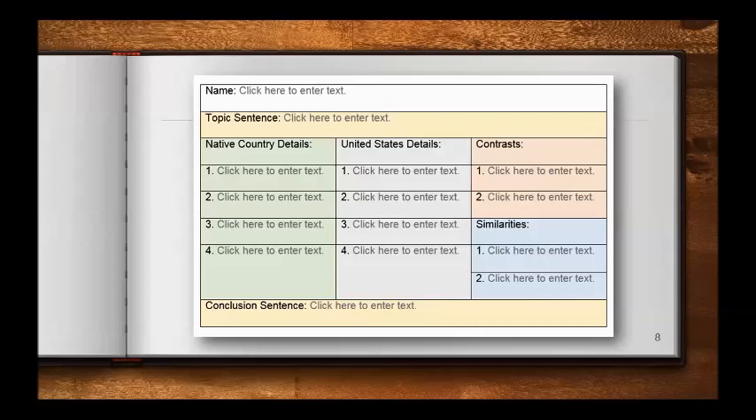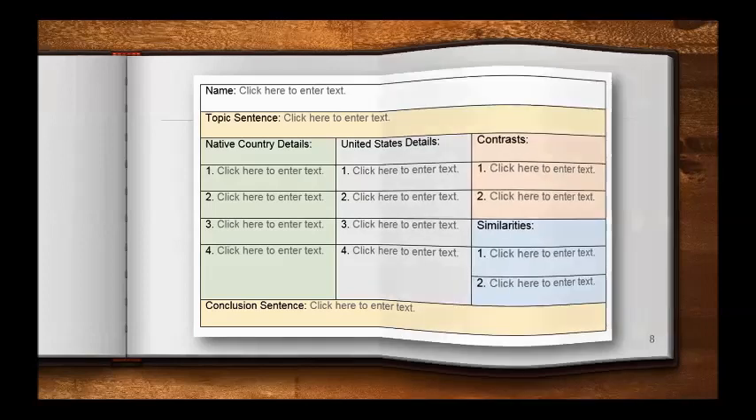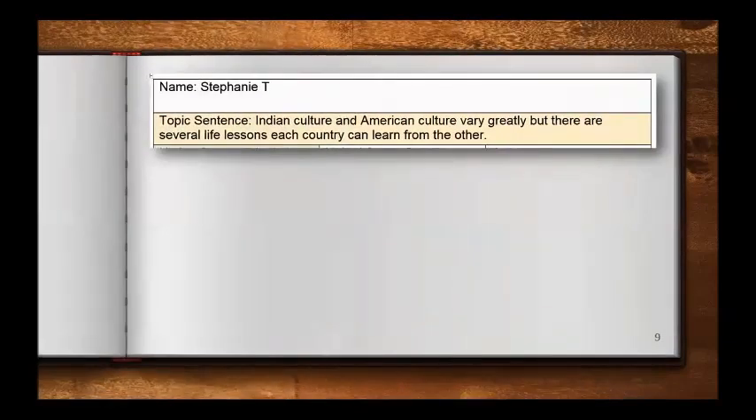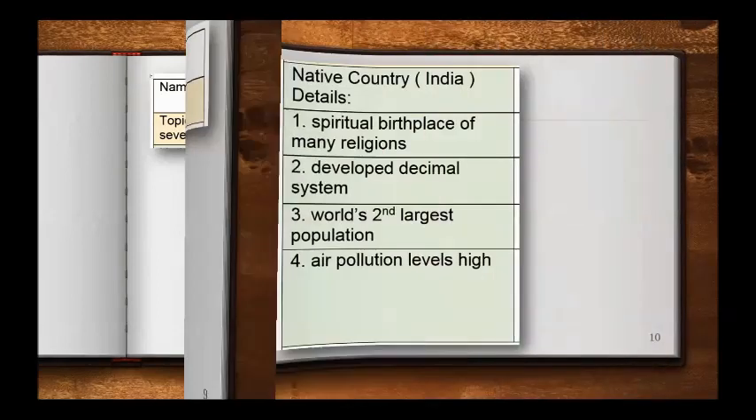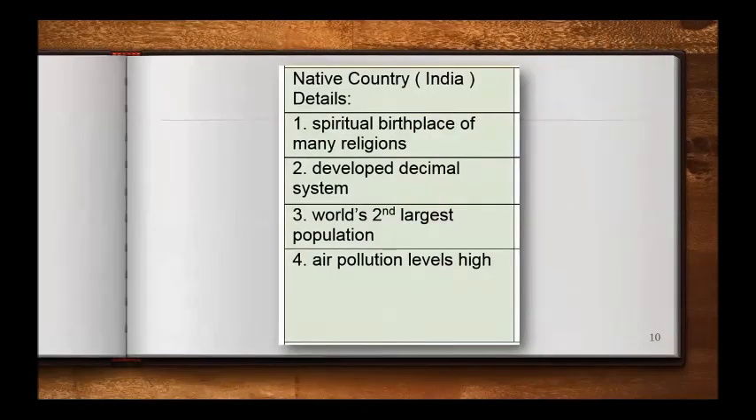For my essay, I've decided to compare the cultures of India and the US. Here is my topic sentence. Although India is not my native country, to keep this example consistent with what you will be writing, I've chosen India as the native country. Here you can see 4 details about India.